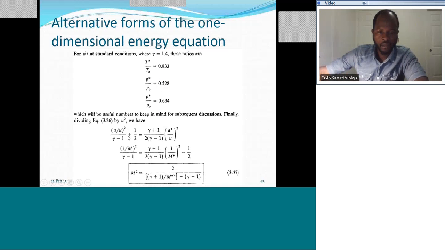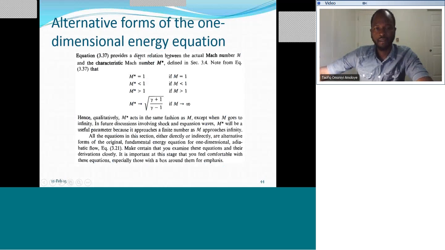So yeah, if we divide equation 3.26 by u squared, like you're seeing on the slide, then we can find a relation between the real Mach number and the characteristic Mach number. And then we can try to make some observations on the next slide.